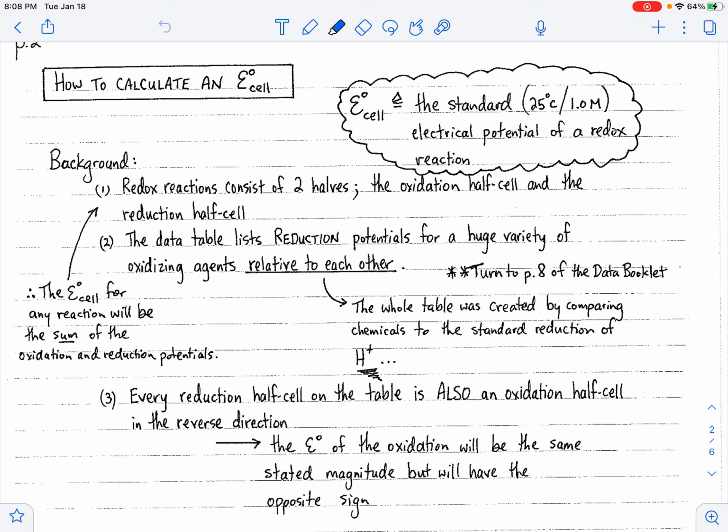Number two, the data table lists reduction potentials for, you saw it, a huge variety of oxidizing agents relative to each other, which is relative to the hydrogen half cell originally. But then once they're all put in order, you can tell relative to each other what they are. Not just relative to hydrogen, but relative to everything else that's on there as well. Understanding that concept on the data table, that things are relative to each other, is really critical.